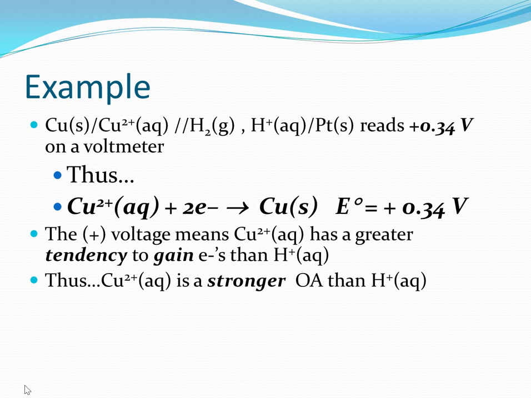If you find the copper 2 plus half reaction on your data table, you will see that it has a reduction potential of positive 0.34 volts. The positive number means that it has a greater tendency to gain electrons than hydrogen ions, which are in the reference reaction. This means that copper 2 plus ions are stronger oxidizing agents than hydrogen ions.